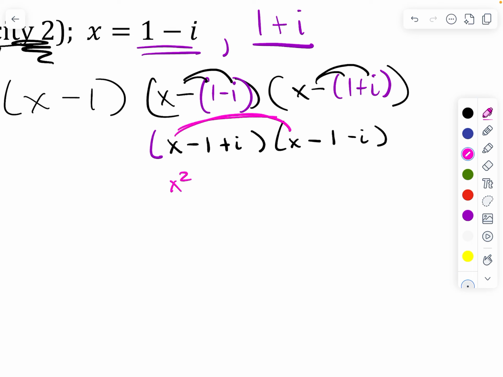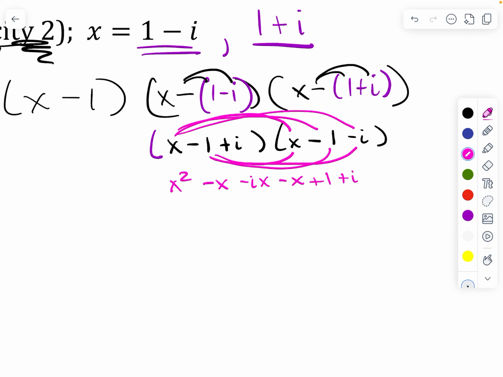And now we're going to FOIL. So x squared minus x minus ix, negative x, positive 1, positive i, and lastly, positive ix minus i squared. Let's clean this up. Look for some i's that will cancel. That's the thing about those conjugates, they're always going to cancel out those weird i's. And then we see that i and negative i will also cancel. And then, of course, i squared really is a negative 1. When I subtract a negative 1, I get a positive.